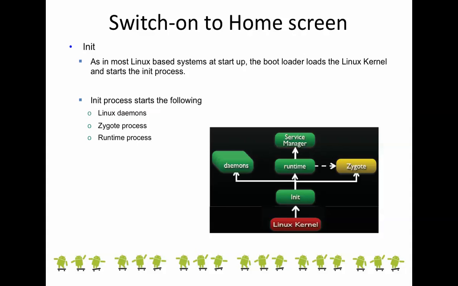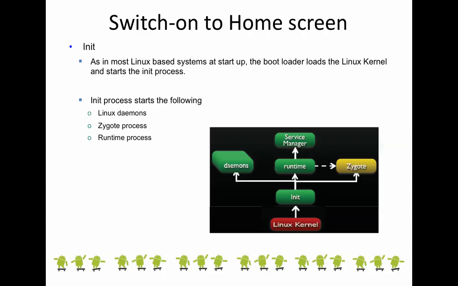Then there will be a process called the init process that will get started. After your init process, three different things get started simultaneously. The first thing is the different types of daemons. You may have different daemons like your Bluetooth daemon, GSM daemon, GPRS daemon, camera daemon, and all of them, which are really useful to initialize your hardware.